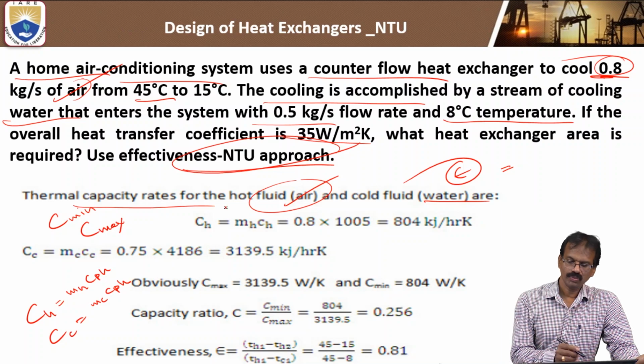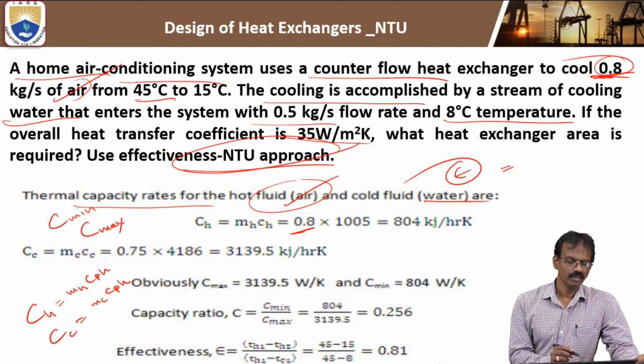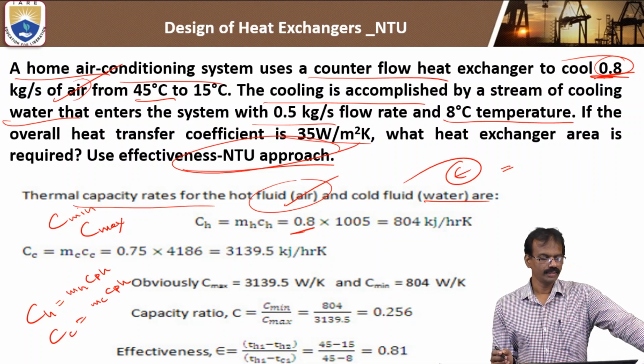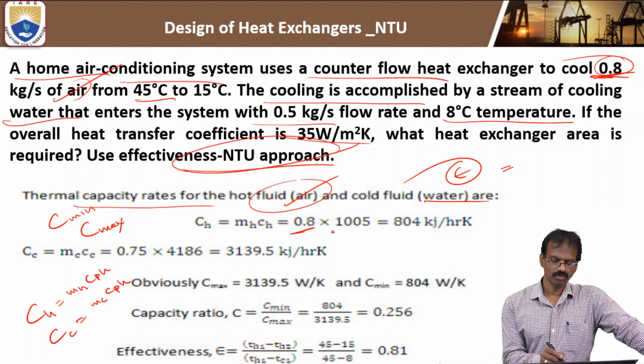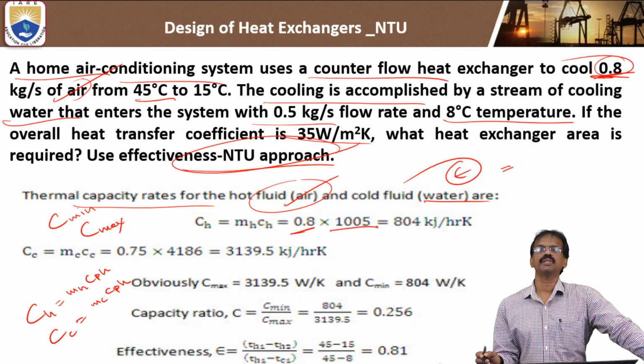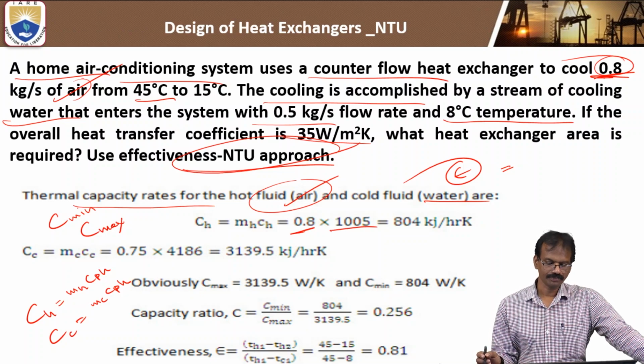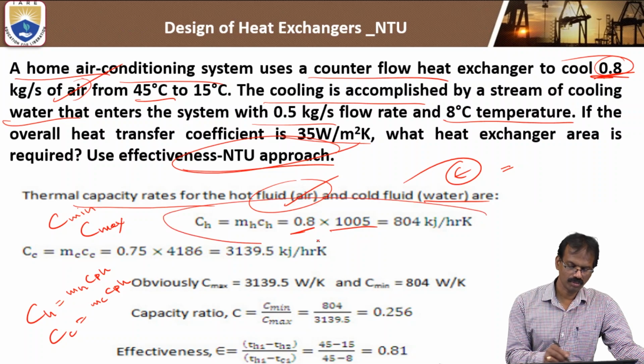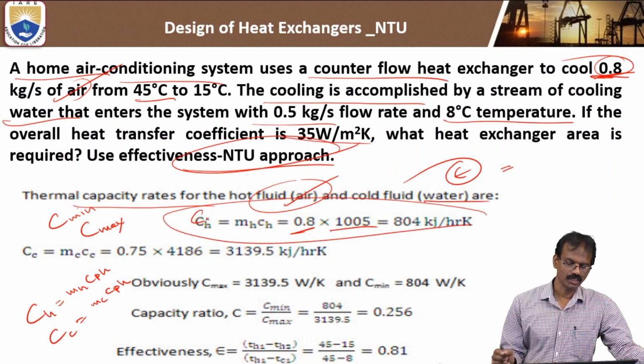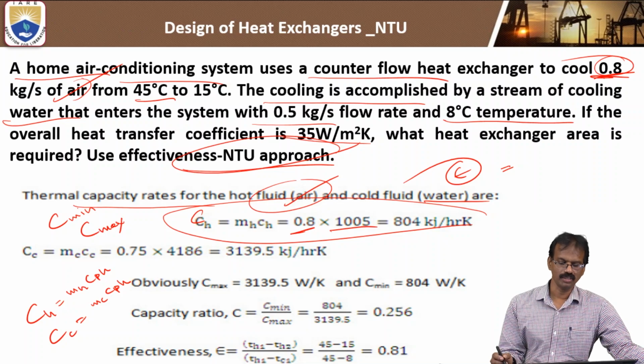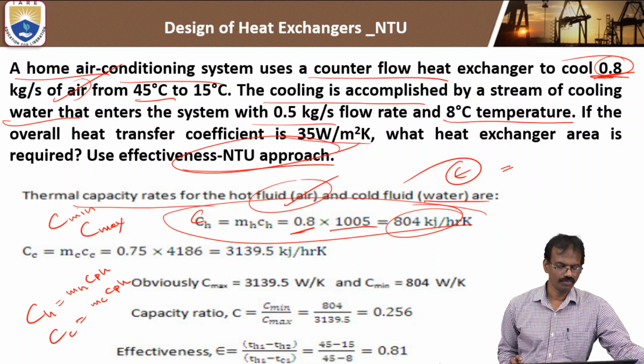The mass flow rate of the air is given, that is 0.8. The specific heat of the air is also given. Okay. Then you can take 1005 as the specific heat of the air from the data book. So by using this, you can find out the capital CH. Capital CH is equal to MH CH, 0.8 into 1005. So the value of this is equal to 804 joule per second Kelvin.